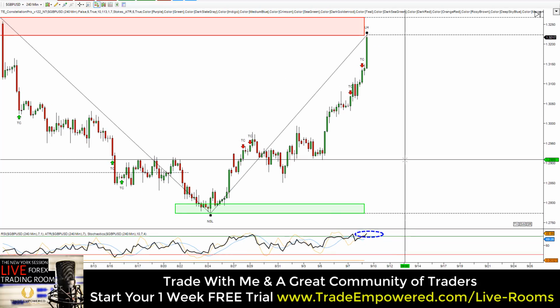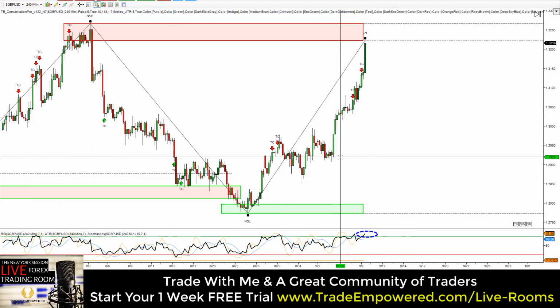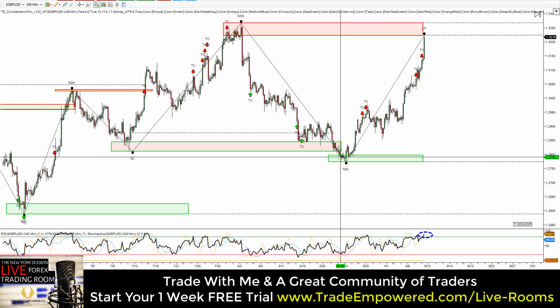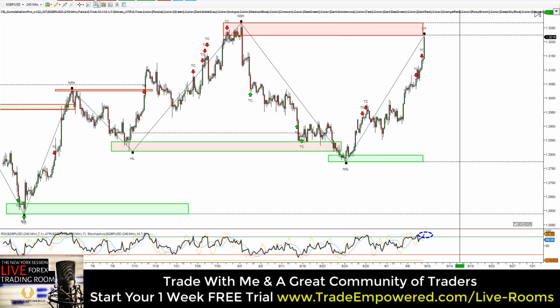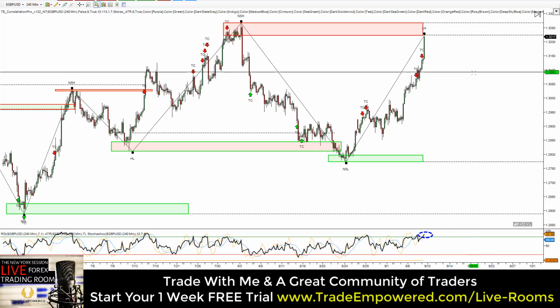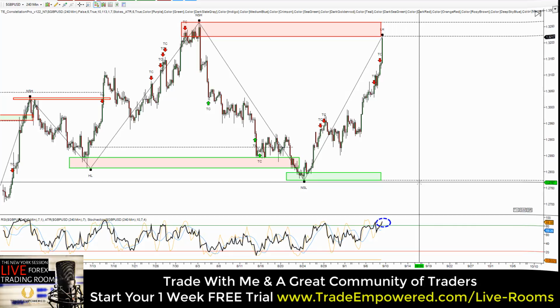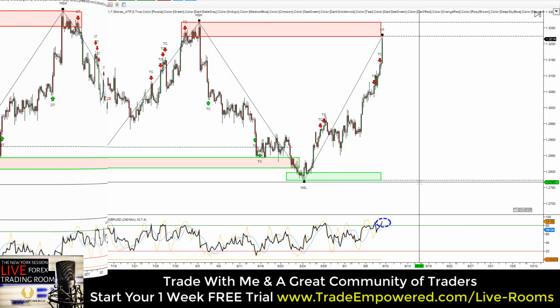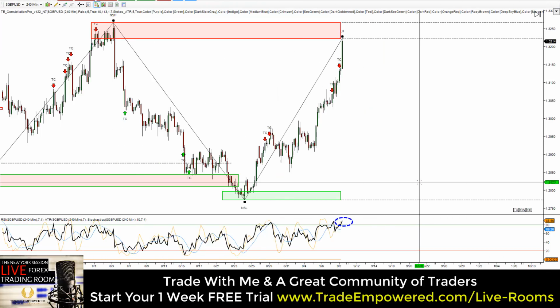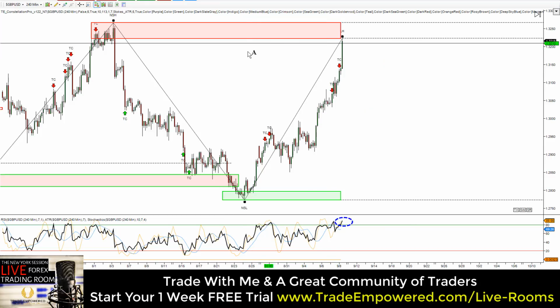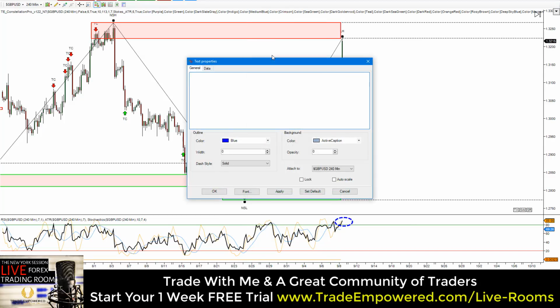RSI is overbought. Now again, RSI overbought doesn't tell us that the market's going to reverse, but it's a clue. And if you're a CTS trader, combined technical score trader, what you're trying to do is put these clues together. So you can look at this setup. You can say, okay, well, price action is at major structure.